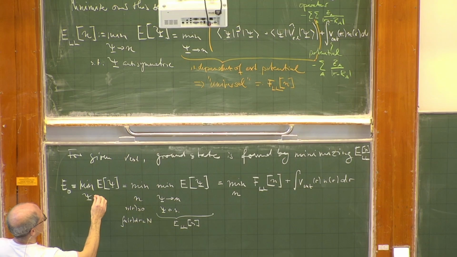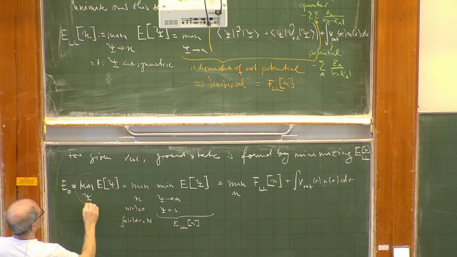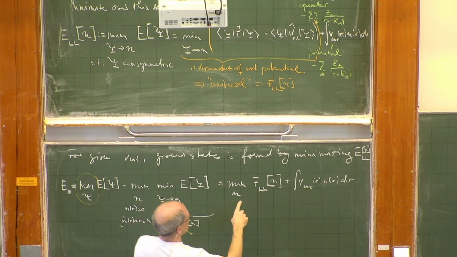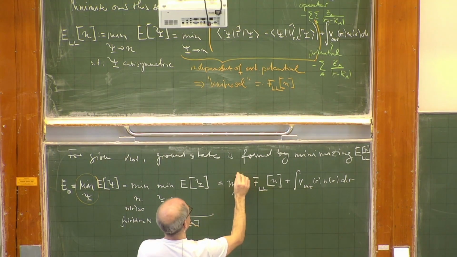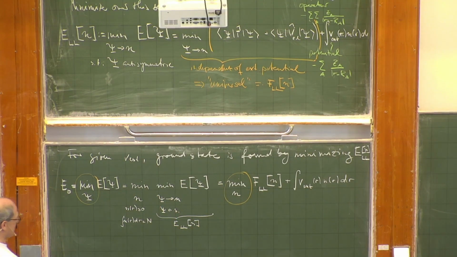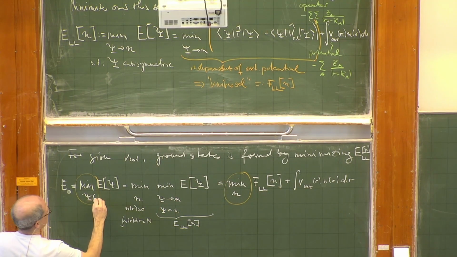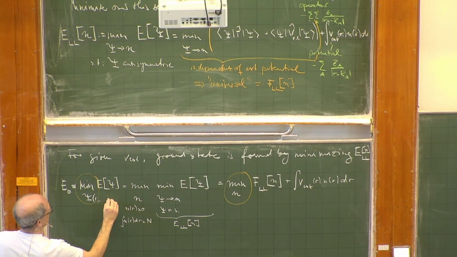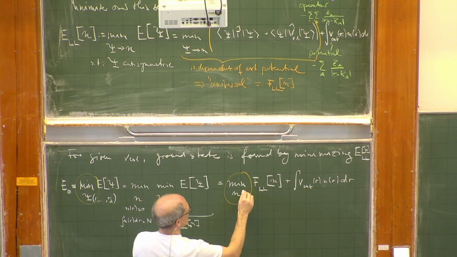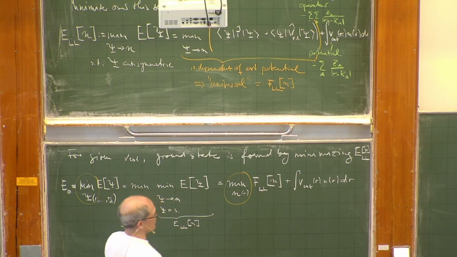And here on the left-hand side, we had a minimization over all wave functions. And on the right-hand side, we have a minimization over only all densities. And the wave function, well, it depends on all electrons, and the density only depends on a single spatial coordinate.